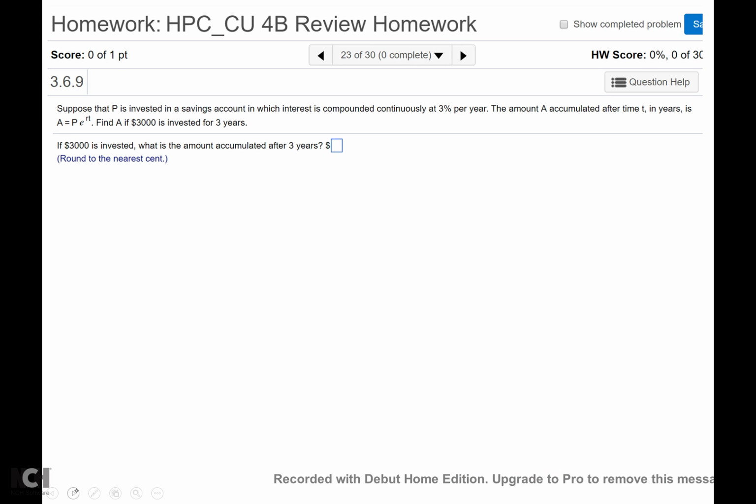Alright. Suppose P is invested in a savings account in which interest is compounded continuously. Continuously means a PERT. It says the amount accumulated after time T years is this. Find A if $3,000 is invested, so that's my P. E to the R, what's my interest rate? 3%, so 0.03 times the time, which is 3.